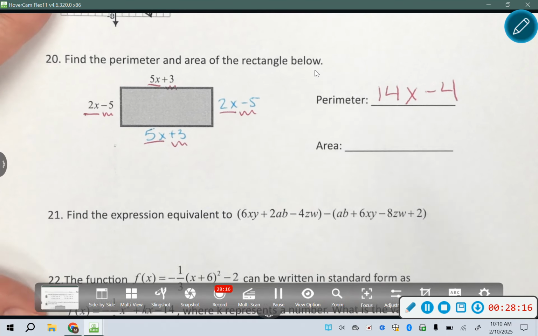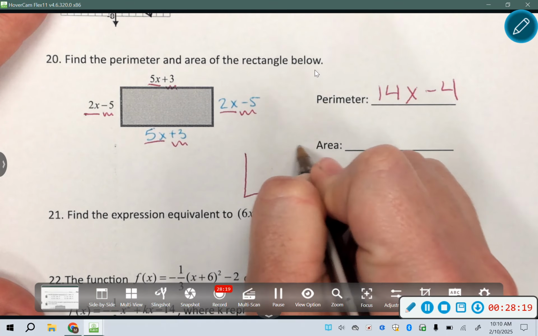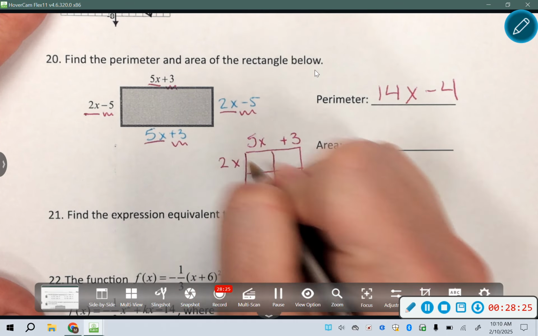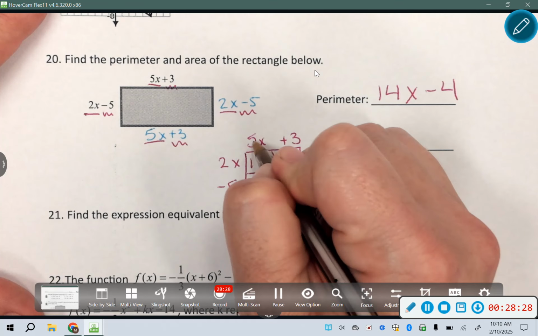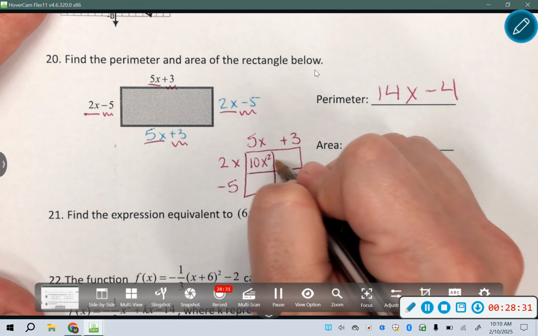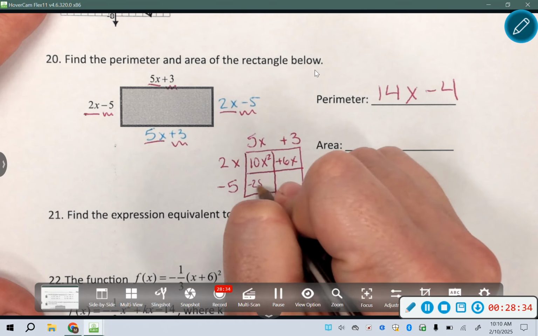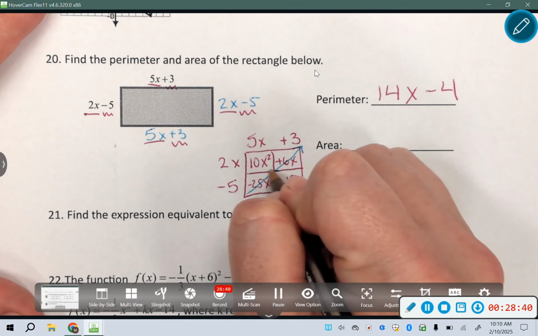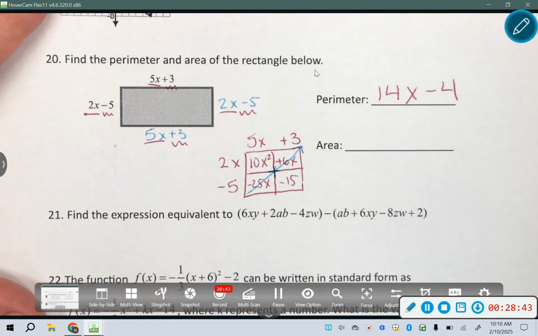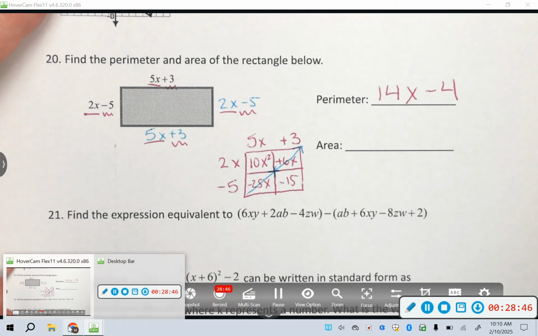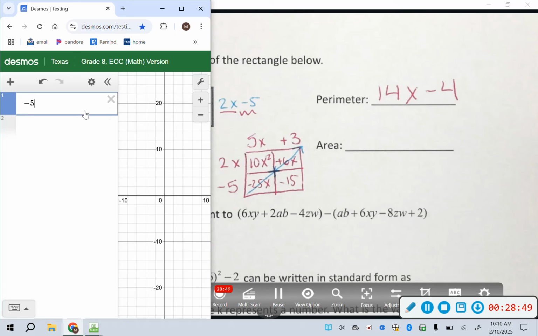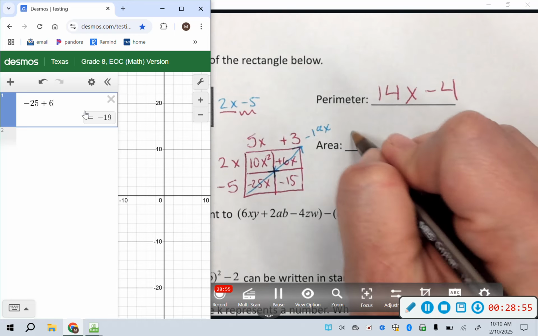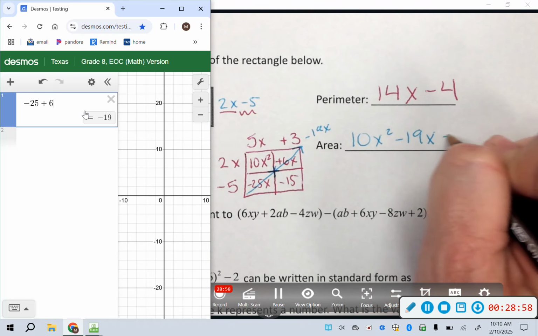Now let's find area. Area is multiplying my 2 side lengths, so I'm going to use a box. And I have 5x plus 3 and 2x minus 5. So that gives me 5 times 2 is 10x squared plus 6x minus 25x minus 15. And again, we have to add our like terms. This is my big plus sign. And I get negative 25 plus 6, which is going to give me negative 19x. So my answer is 10x squared minus 19x minus 15.